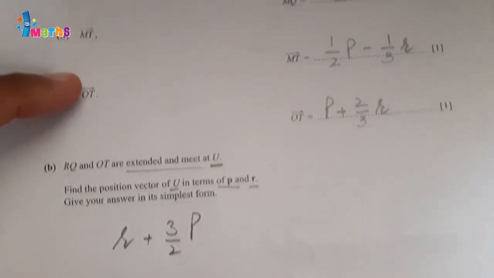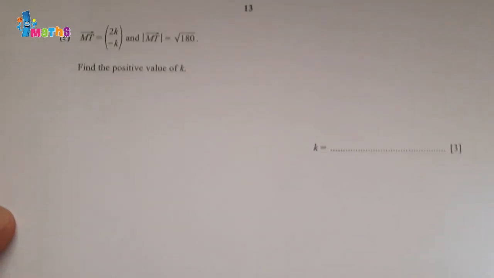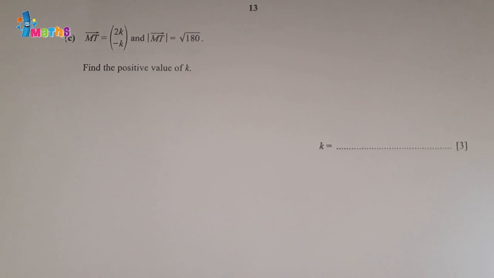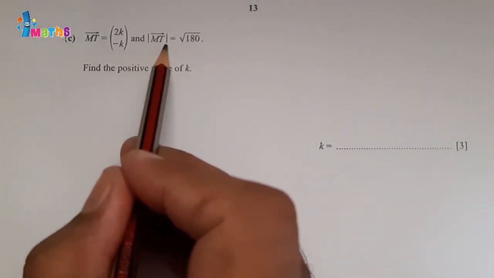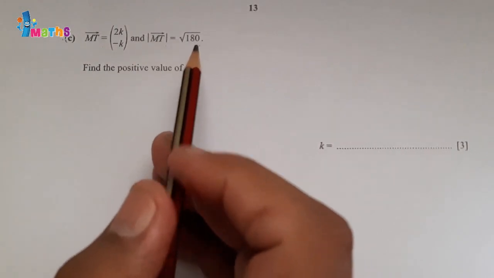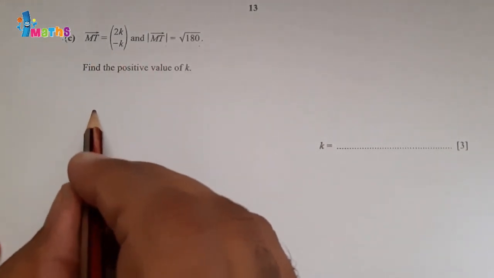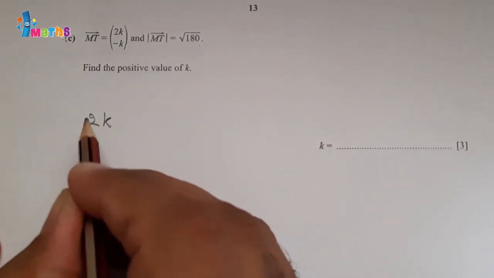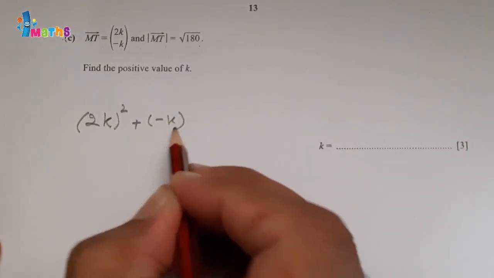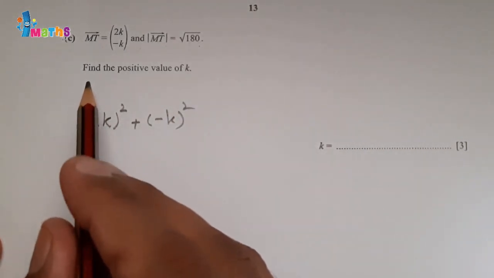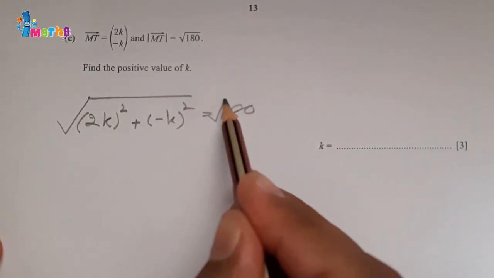So after solving this question, we have the C part also of the same question, which is MT is equal to (2K, minus K), and the mod of MT is equal to root 180. So what we can do is find the mod for this given matrix: 2K squared, this one X value squared, plus minus K, which is Y value squared, under root, will be equal to root 180, which is provided.